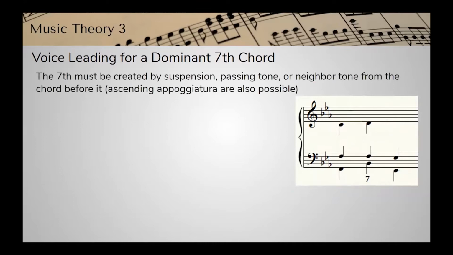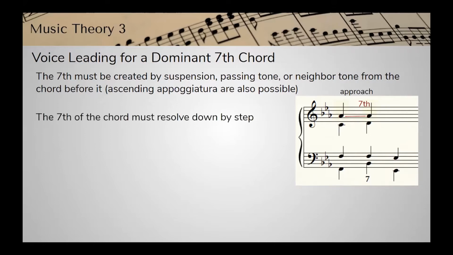First, the seventh that's called for in the figured bass must be created by using a suspension, a passing tone, a neighbor tone, and sometimes you can also use an appoggiatura. In this case, we're going to create the seventh by using a suspension. So I'm taking that A flat in the first chord, and I'm repeating it, or suspending it. It doesn't matter if you tie it or if you repeat it, it's still called a suspension. And that A flat becomes the seventh of the next chord.